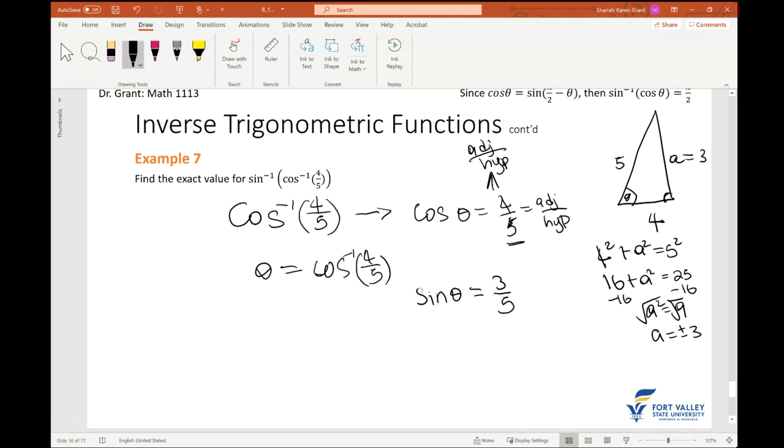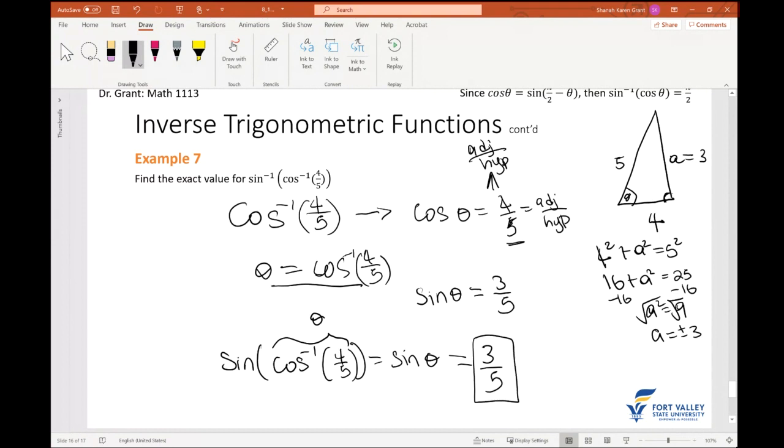So my overall solution: sine of cosine inverse of 4/5 is going to be equal to sine of theta, because this has become our theta, right? Theta equals that. And sine of theta is 3/5.